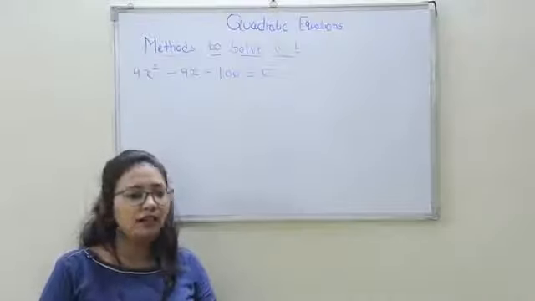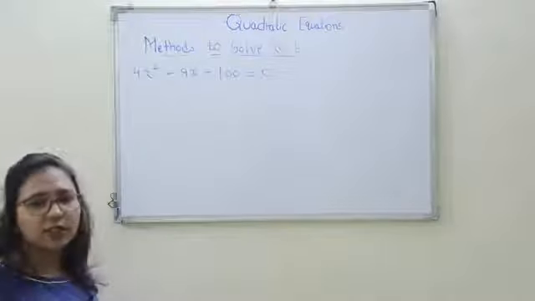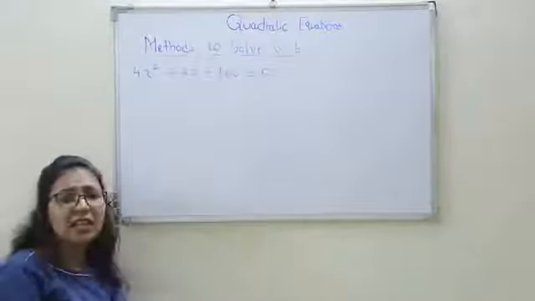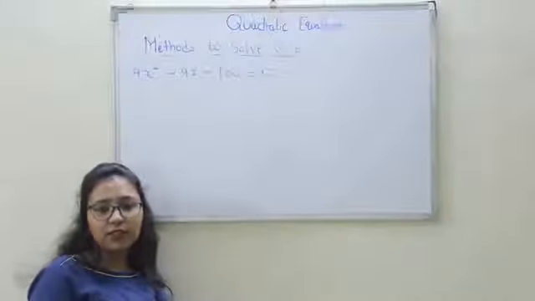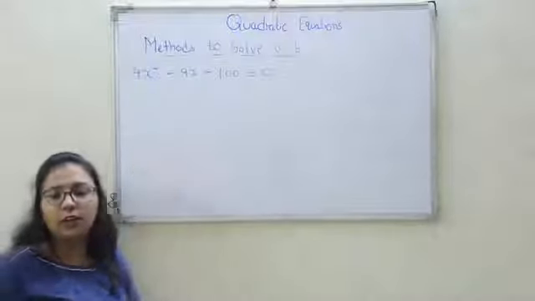Let us have a look at the other example. 4x square minus 9x minus 100 is equal to 0. Again, the first thing you need to check is whether the equation is in standard form or not. So this is already in standard form, as you can check: the square term, x term and constant are all on the left hand side.